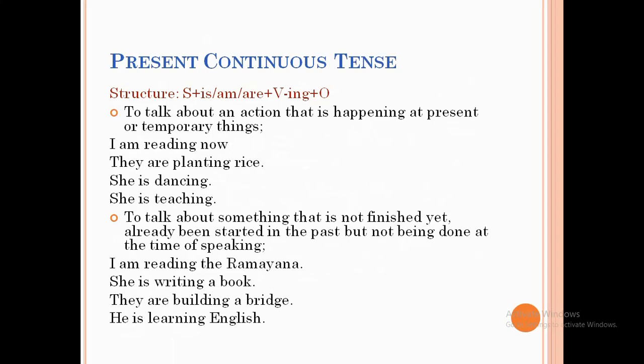Another situation where we can use present continuous tense is to talk about something that is not finished yet. The event or the job, the action is not finished yet. At that situation also we can use present continuous tense. Or it has already been started in the past but is not being done at the time of speaking. The job was started in the past but is still going on, still not finished. At that situation also we can use present continuous tense.